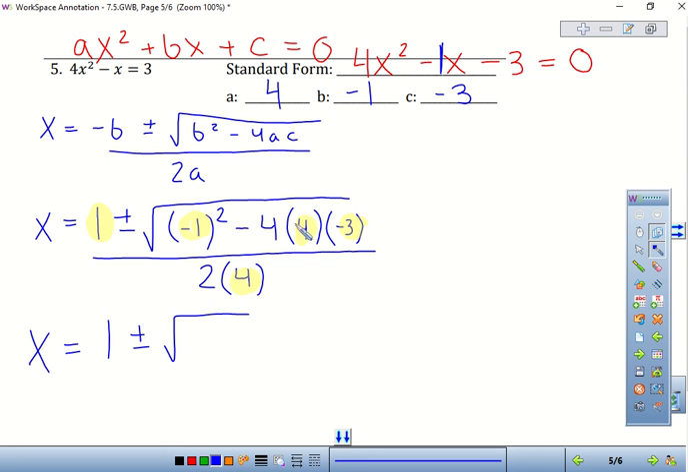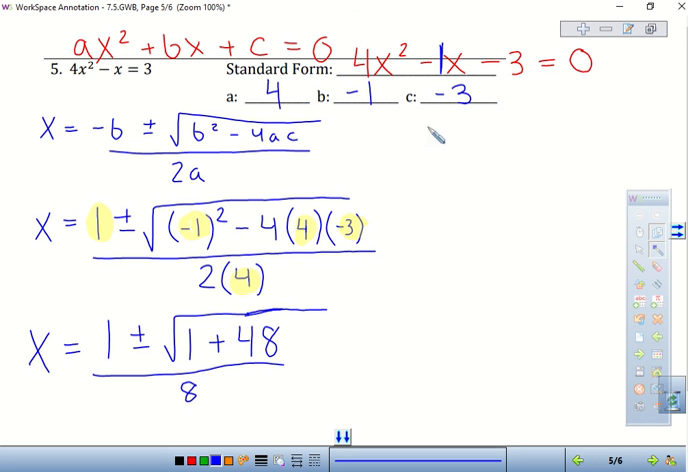So, what's negative 1 times negative 1? Good. So we have 1. And then what's negative 4 times 4? Negative 16. Good. What's negative 16 times negative 3? Positive 48. Okay. So I just did this math and this math. All over, what's 2 times 4? 8.